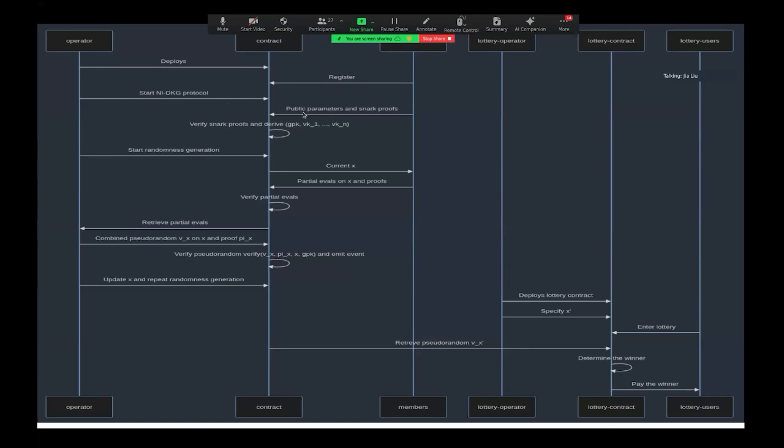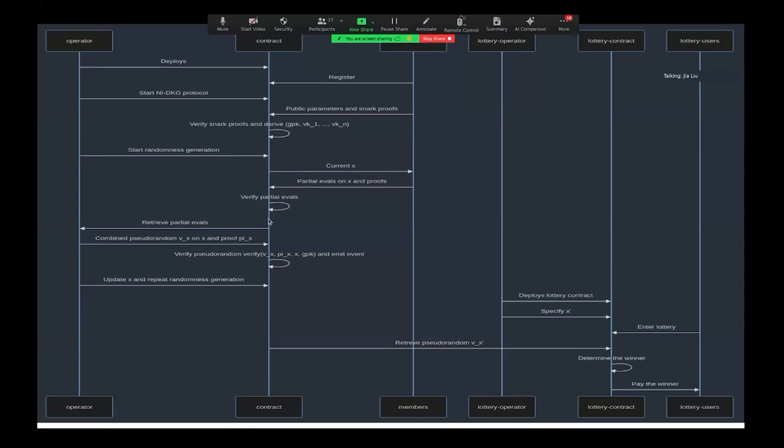Each member generates their public parameters and the SNARK proof. The proof can be verified in the contract. The contract can derive the global public parameters and verification keys. The operator will then start the randomness generation process by initiating the public input string X. The members can read the value of X from the contract, generate the partial evaluation and the proof, and submit them back to the contract for verification.